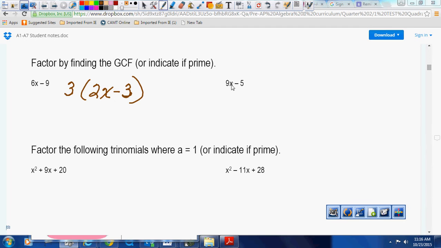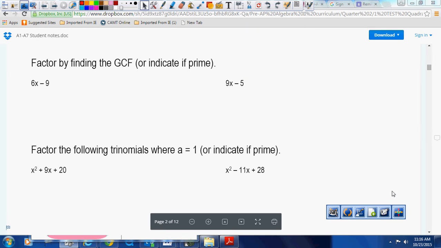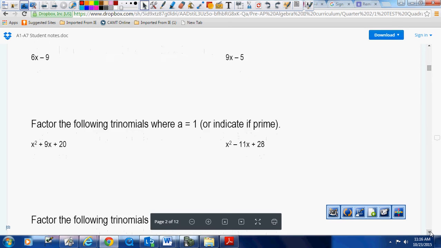Now over here, I'm going to ask myself, what are 9 and 5 both divisible by that's the same? And there is nothing. So I do understand that in this case, it is prime, and I can't take that any further. So now let's go down and look at the other two examples. I'm going to pause your video if you need time to write that down.